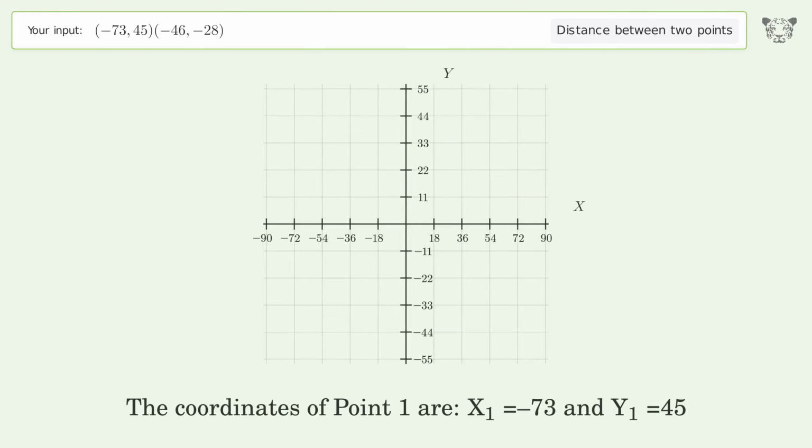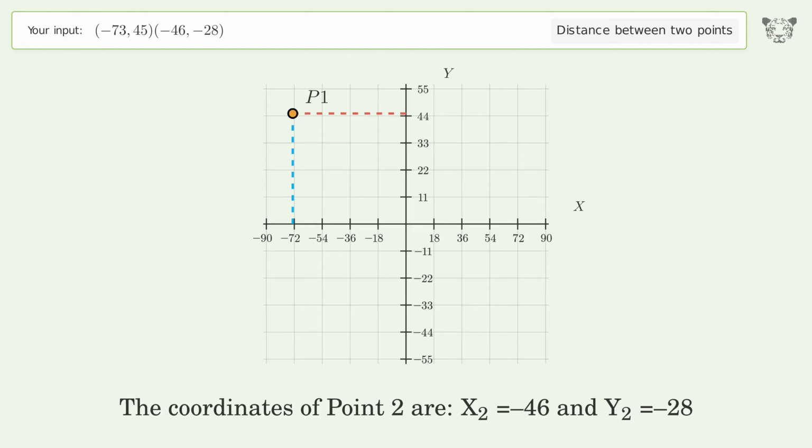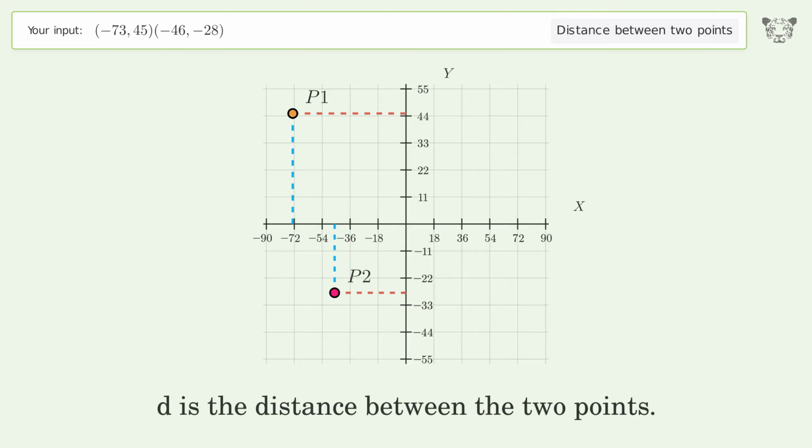The coordinates of point 1 are x1 equals negative 73 and y1 equals 45. The coordinates of point 2 are x2 equals negative 46 and y2 equals negative 28. D is the distance between the 2 points.